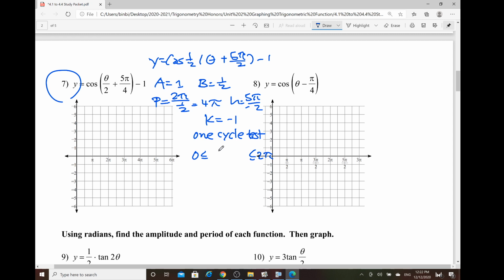So put in that 1/2 times theta plus 5 pi over 2 here. So multiply by 2 for each term, so we got 0 less than or equal to theta plus 5 pi over 2, and then less than or equal to 4 pi. And then subtract 5 pi over 2, so -5 pi over 2 less than or equal to theta, and then less than or equal to 4 pi minus 5 pi over 2, so it's 8 pi over 2 minus 5 pi over 2. Then that would be 3 pi over 2.